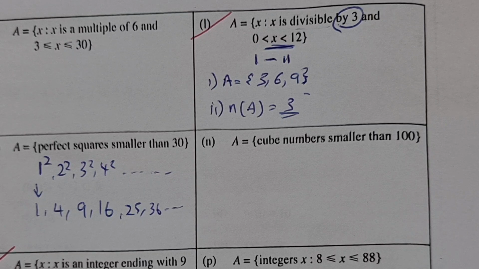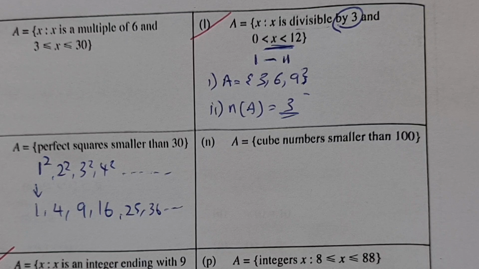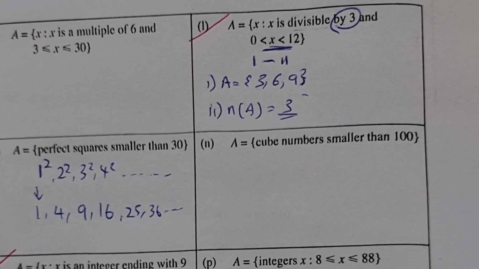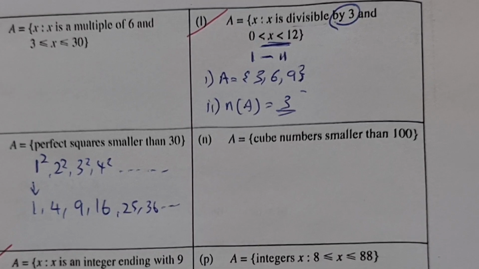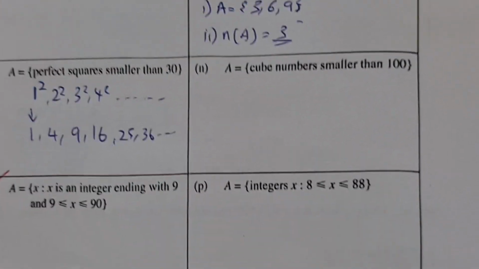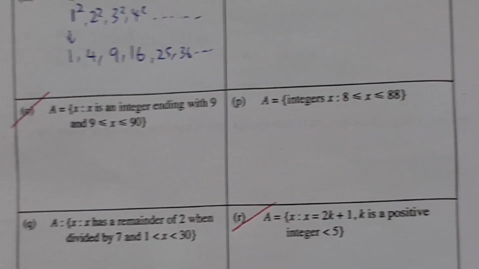For this type of question, we also have perfect cubes, the same thing. If you can't remember offhand, you just cube the number. 1 cube, 2 cube, 3 cube, 4 cube, what are the numbers? So these are the perfect square and perfect cube. Okay, so these are the two questions you can do on your own. I will skip the next one.